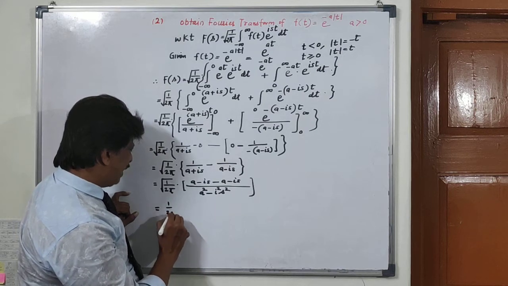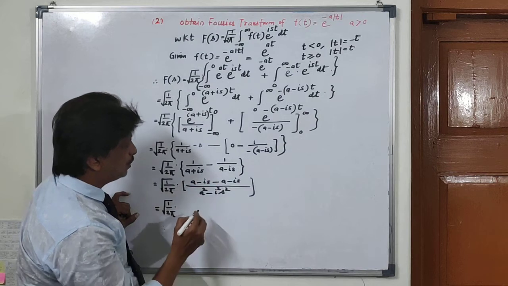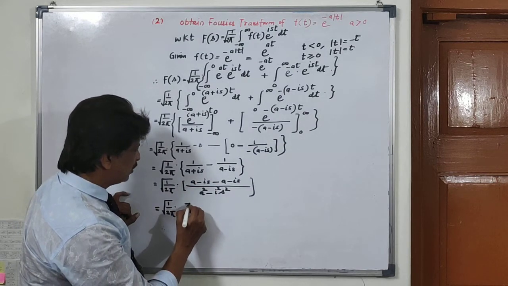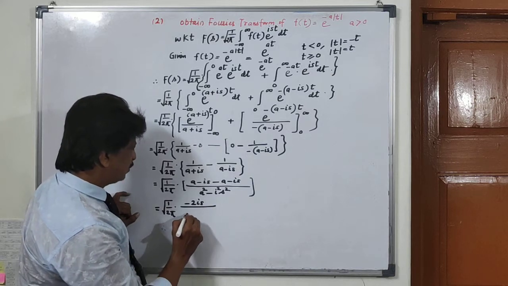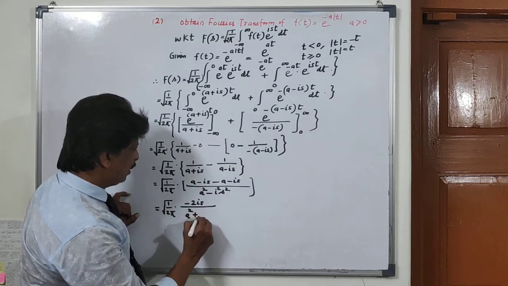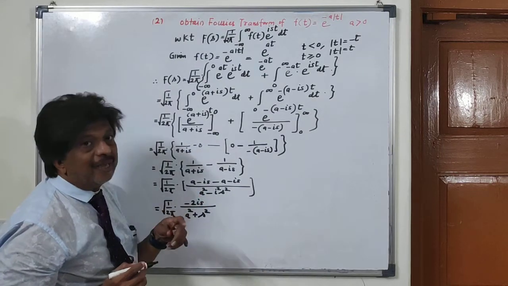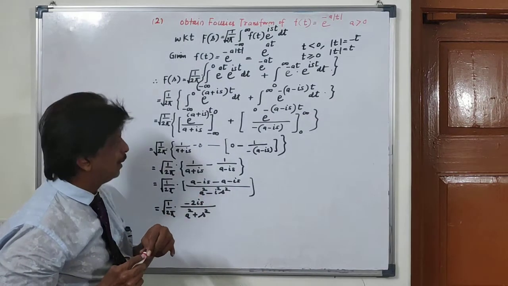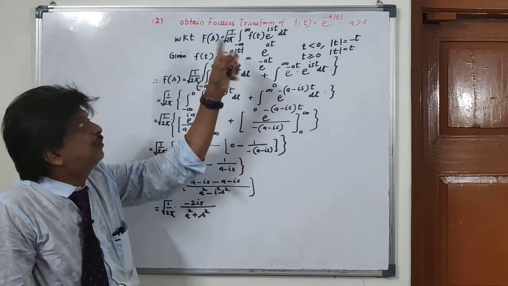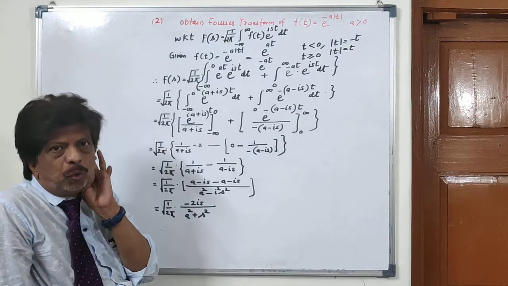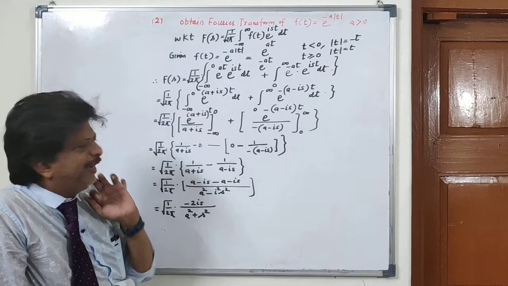So 1 upon 2 pi times, here a cancels, minus 2is upon a square plus s square, because minus i square is equal to plus 1. That is the Fourier transform of this function f of t is equal to e to the power minus a times mod of t.